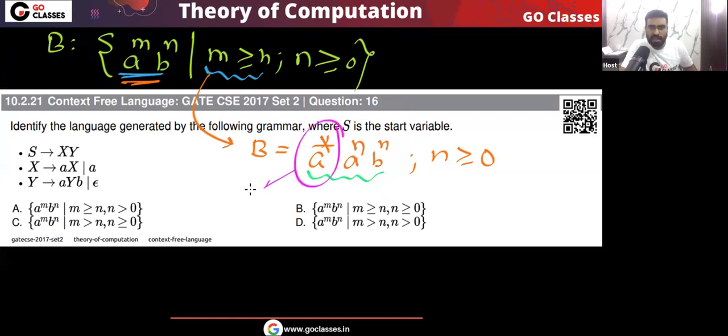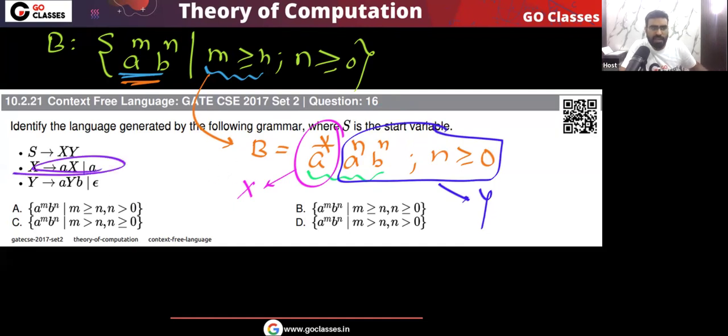Now you can see this a star I will generate from variable x, and this a power n b power n, n greater than 0, I will generate from variable y. So finally, what changes should I make? From x I want a star, so this a I will change to epsilon. Is this clear? This I will change to epsilon. Very simple. And remember, what else do I need?